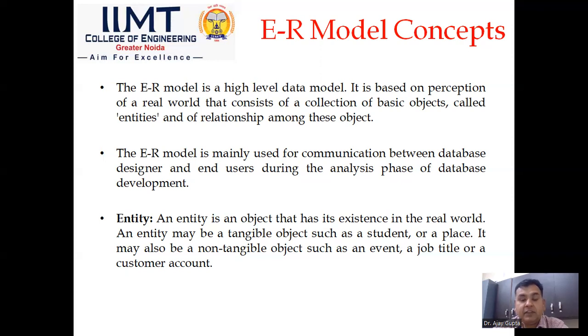Tangible object means which we can touch and feel. For example, a student, or we can say pen, paper, table, chair, fan, laptop, and mobile phones. These are the tangible objects which we can touch and feel. And for non-tangible objects, we can say the job title, for example, manager, teachers, and others, and customer account number. If the account number starts with 1007943, then that is a non-tangible entity. Our student roll number is also a non-tangible object, or you can say non-tangible entity.